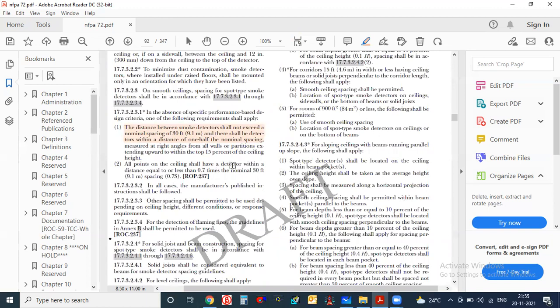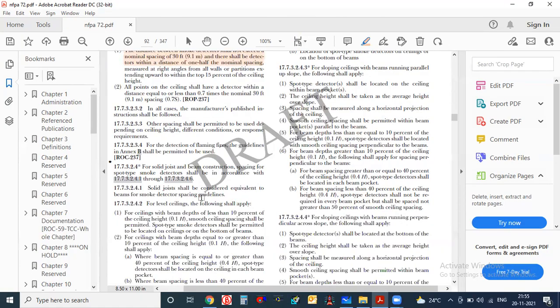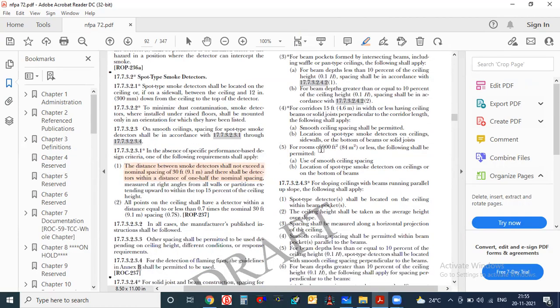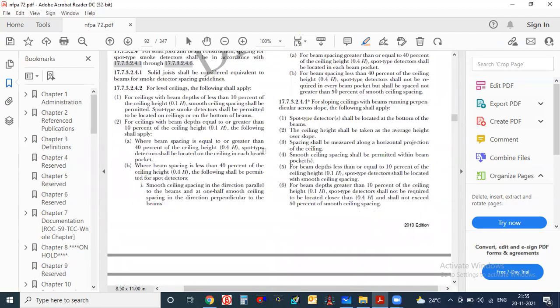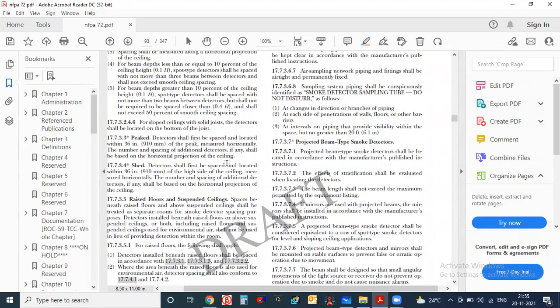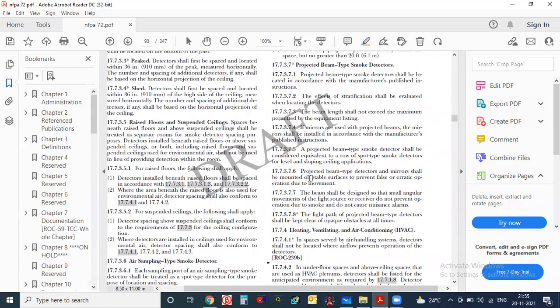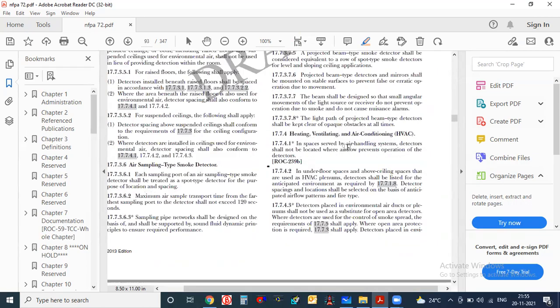And if you go like this only, you will find so many points. I'm just trying to highlight some important ones here. What is written for a room of 900 square feet. Okay, these things are clauses. So many clauses given here. Projected beam type smoke detectors, air sampling type smoke detectors. Different types of detectors are given here.